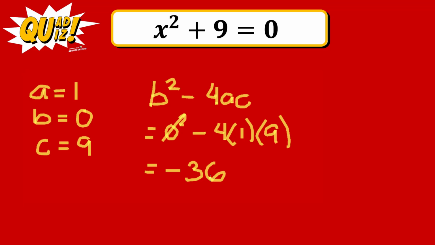From here, we can now determine the types of roots for this given quadratic equation. It anchors to this explanation. If your discriminant is greater than 0, it has a specific decision. If your discriminant is equal to 0, and the third one, if your discriminant is less than 0, to which our result falls into. Again, negative 36 is less than 0.